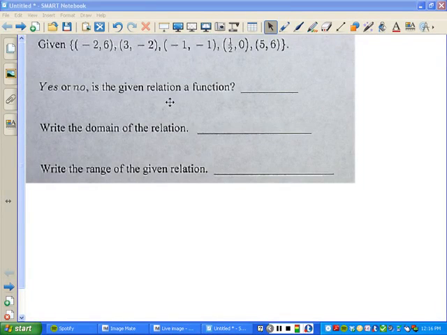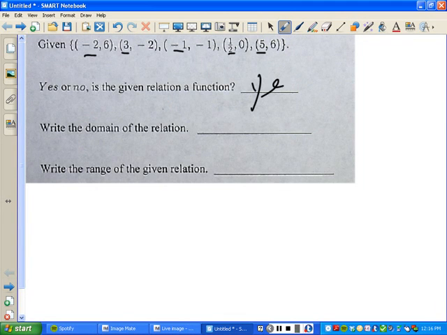Yes or no? Is the given relation a function? Yes, it is. How do you know that's a function? It doesn't have any repeating x's. So you're looking at the x values and you're asking yourself, do any of these repeat? If the answer is no, then you write yes. It's kind of backwards a little bit, but there you go.